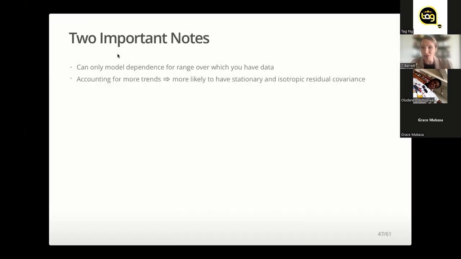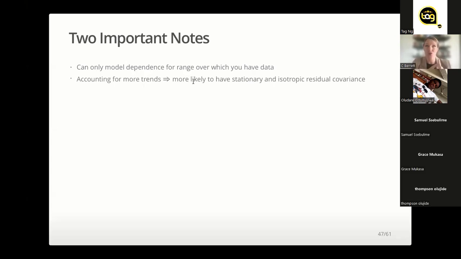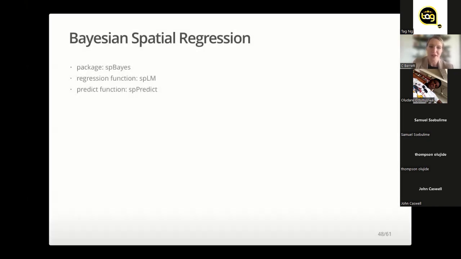So just two important notes about this. We can only model dependence for the range over which we have the data. We just saw why we wouldn't want to extrapolate beyond that data range. And the more trends that you account for, the more likely you are to have stationarity and isotropy. And so then you can use those default covariance structures easily and trust the uncertainty a little bit more. Here are some functions for some Bayesian prediction.